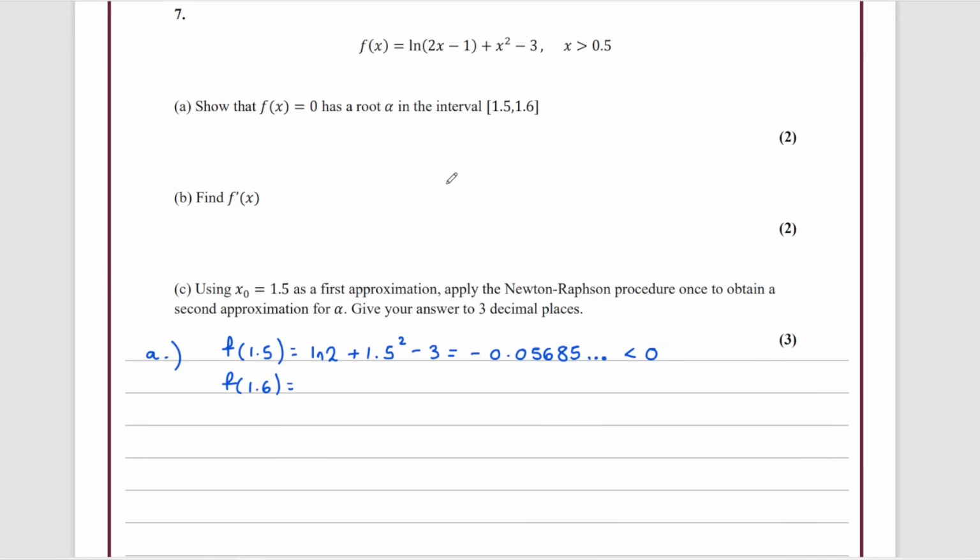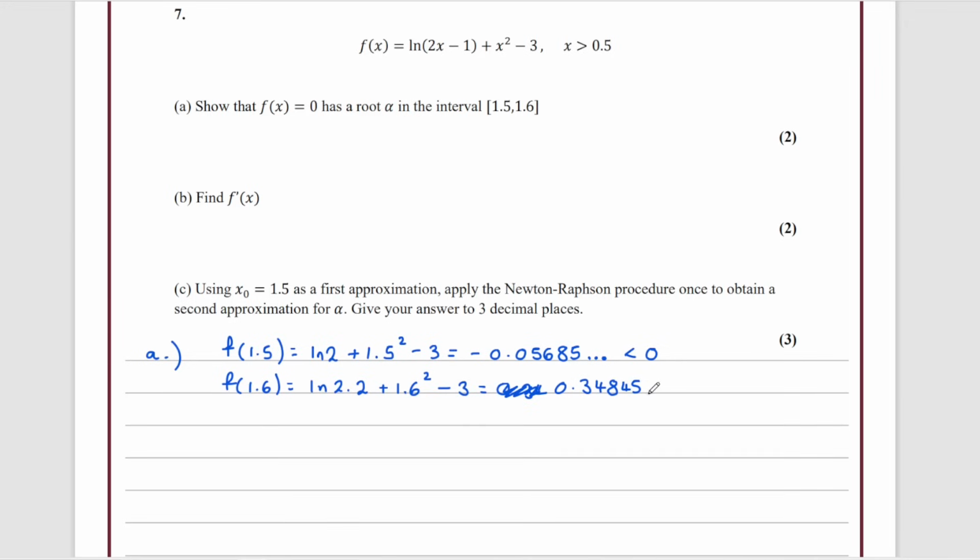In that case, this would be the natural logarithm. So it's going to be 2 lots of 1.6, that's 3.2 minus 1, so that's ln 2.2 plus 1.6 squared, and then finally, minus 3. Just use your calculator again here to evaluate this. And if you do this correctly, what you should find then is we get 0.34845.